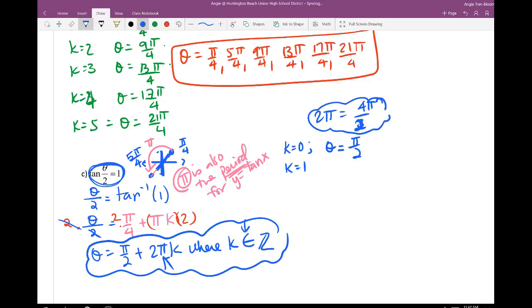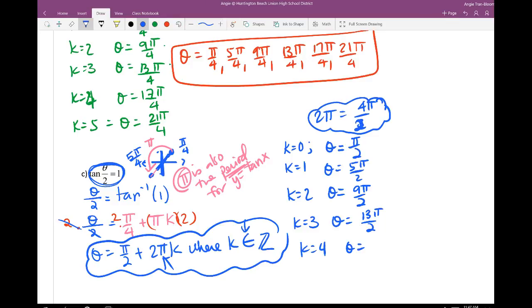So if I add 4 pi over 2 to pi over 2, then now I have 5 pi over 2. K is 2, add another 4 pi over 2, that's 9 pi over 2. K equals 3. That means theta is 4 plus 9, 13 pi over 2. K equals 4. I add another 4 pi, that's 17 pi over 2. K equals 5. Last one. And that's going to be 4 plus 17, 21 pi over 2.